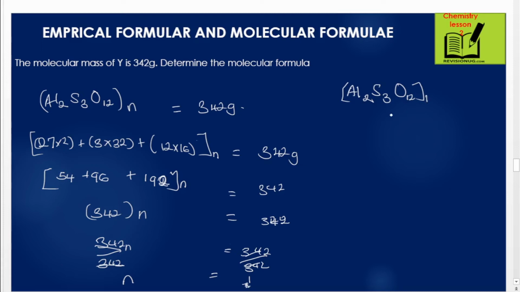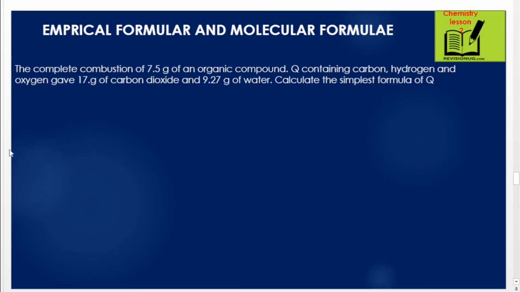So if we open the brackets, it is going to be aluminium 2 S3 O12, or aluminium 2 open brackets sulfate, like this one. So this one becomes the molecular formula, the confirmed formula. In aluminium sulfate, there are 2 aluminium atoms, 3 sulfur atoms, and 12 oxygen atoms. Therefore, let us now move on and see another example.